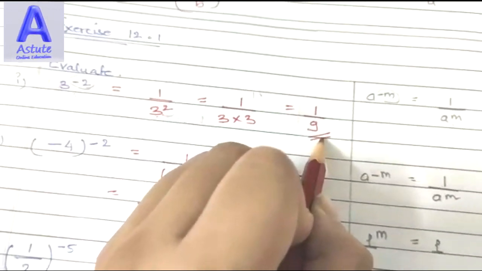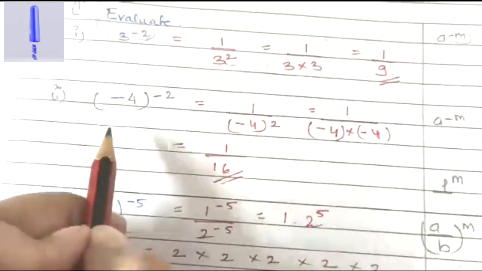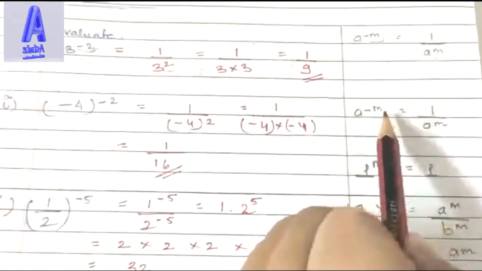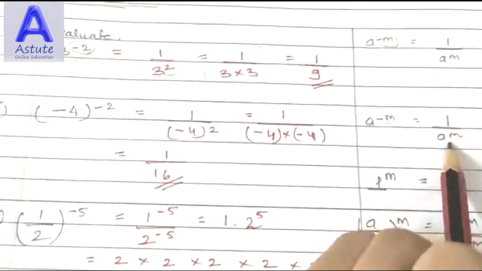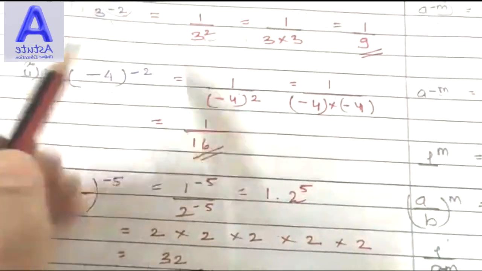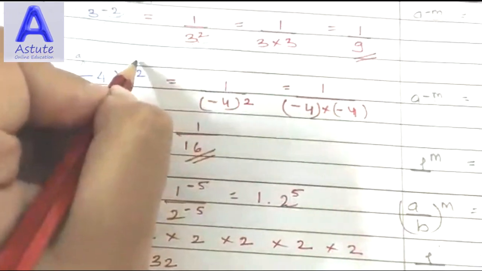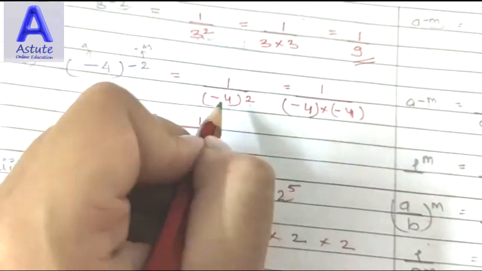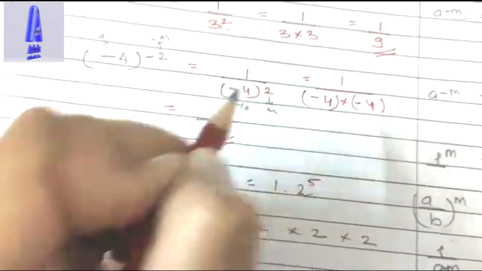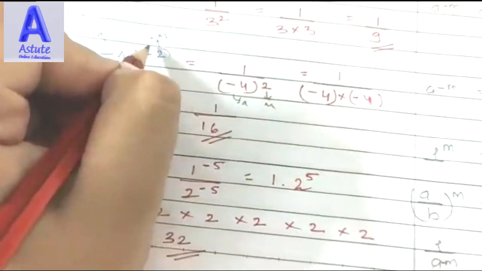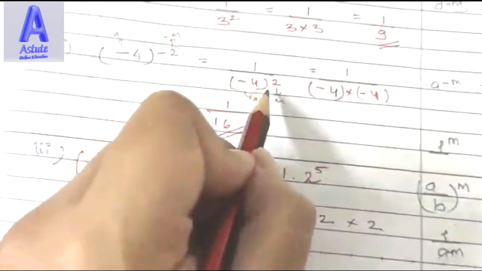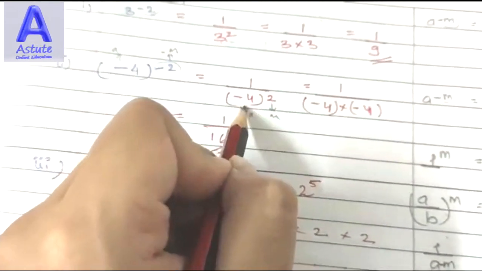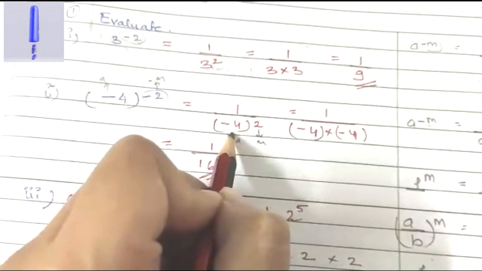This is your answer. Similarly, coming down, minus 4 raised to the power of minus 2. Same case, a to the power of minus m, 1 upon a to the power of m. Here in our case, minus 4 is a and minus 2 is minus m. So I will say 1 upon a to the power of m. Only the sign of the power changes and the base remains as it is. Please do not confuse that.